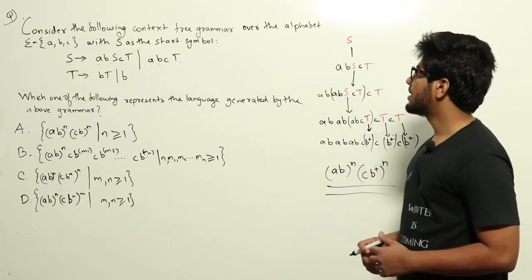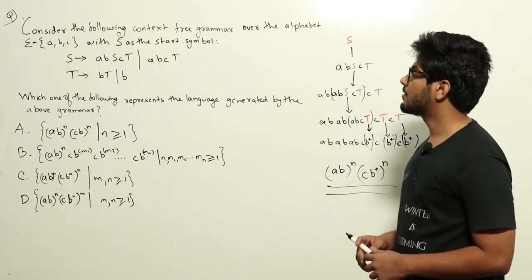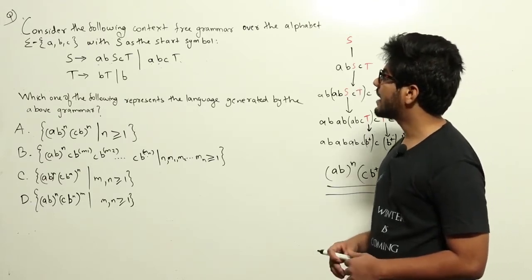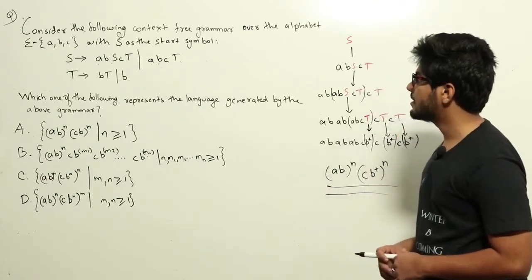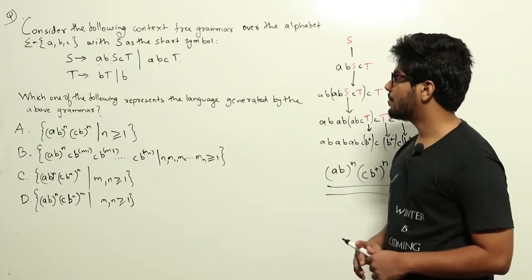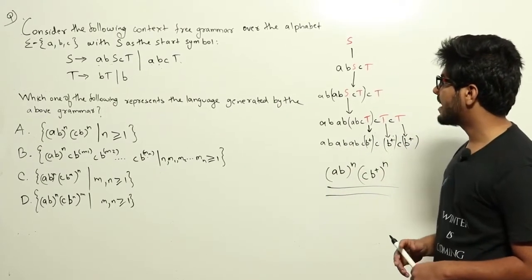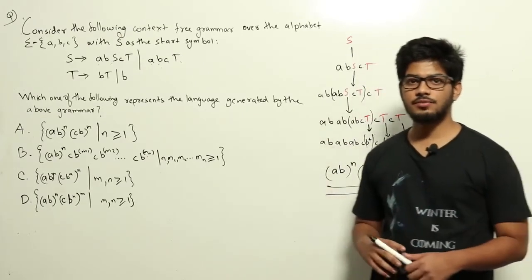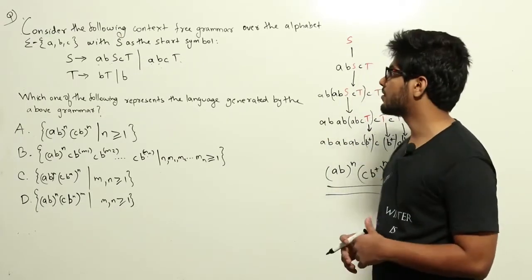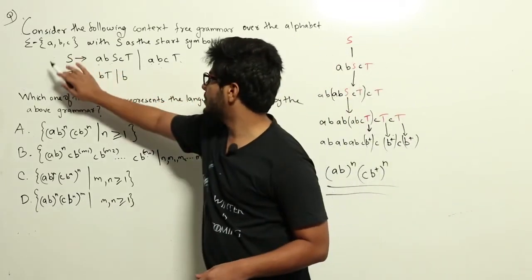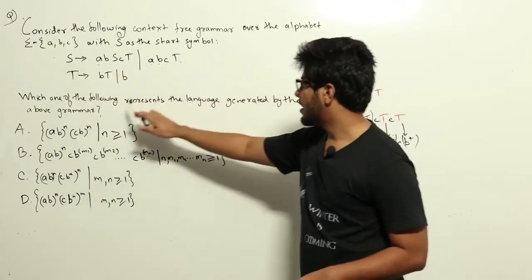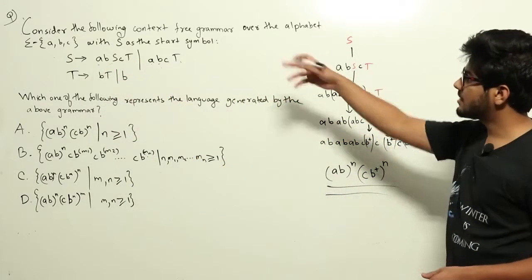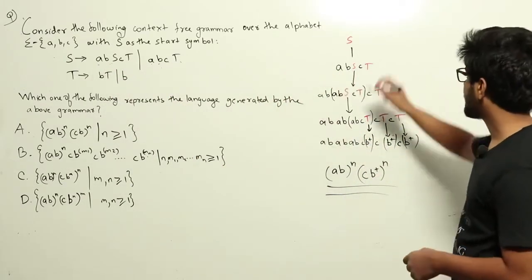Consider the following context-free grammar over the alphabet Sigma equals {a, b, c} with S as the start symbol. S gives SCT or ABCT, and T gives BT or B. Which one of the following represents the language generated by the above grammar? And we have been given these four options. So this is a question on context-free grammars from theory of computation. This is the definition of the grammar, and they are asking which of the options represents this grammar. So we'll try to generate strings in this grammar here.